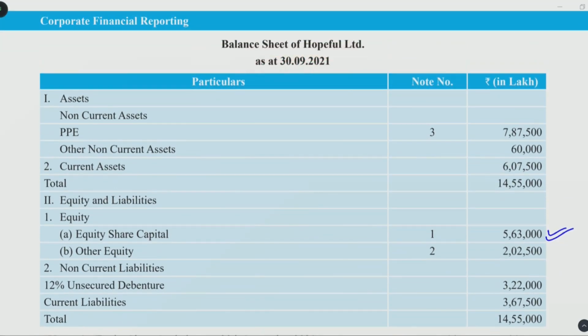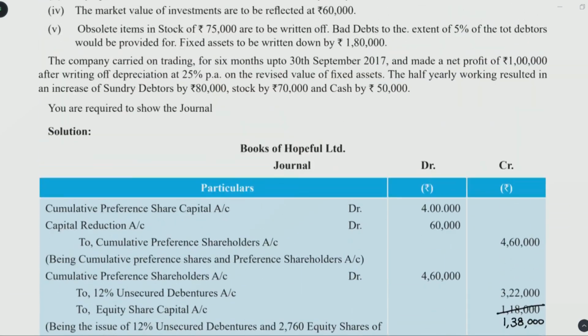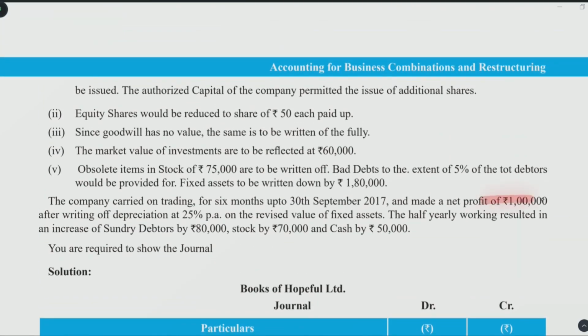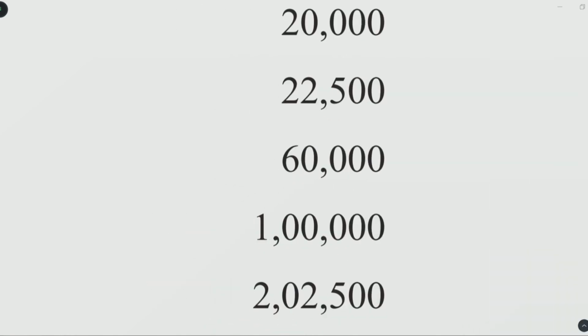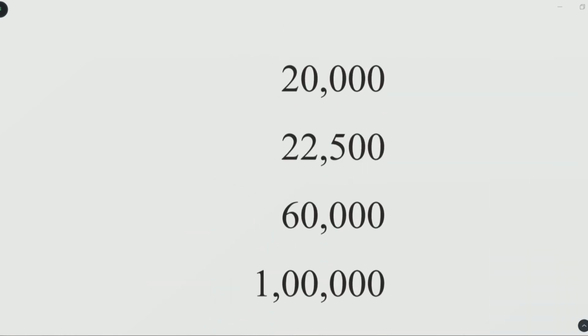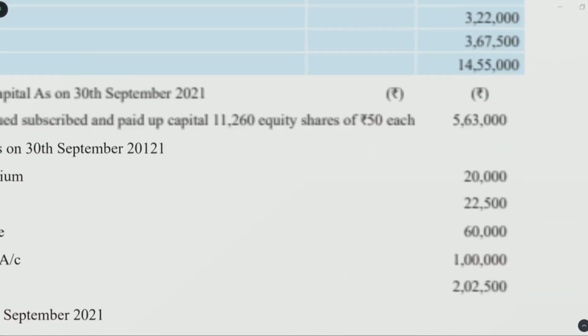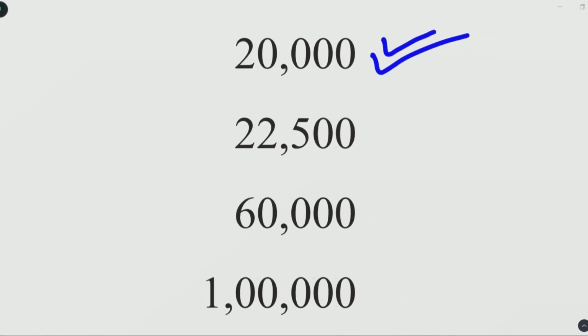So during these 6 months time, you have earned some profit. Look at this. The profit that you have earned is 1 lakh given over here in the question. That 1 lakh is getting reflected in this working. So if I try to reconcile, look at this. 20,000 was the balance in your securities premium. 22,500 is what we have transferred to capital reserve from capital reduction account.